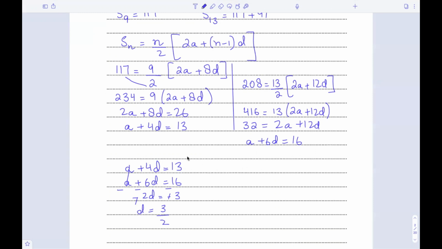For a, we can use the first equation, which is a plus 4d. We know that the value of d is 3 upon 2, so a plus 4 times 3 upon 2 is equal to 13. 2 ones are 2, 2 twos are 4, so we get a plus 6 is equal to 13. And a is equal to 13 minus 6, which is 7.